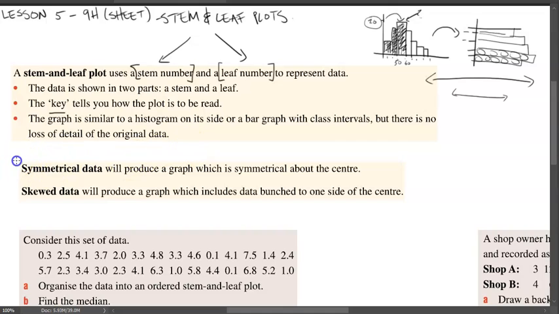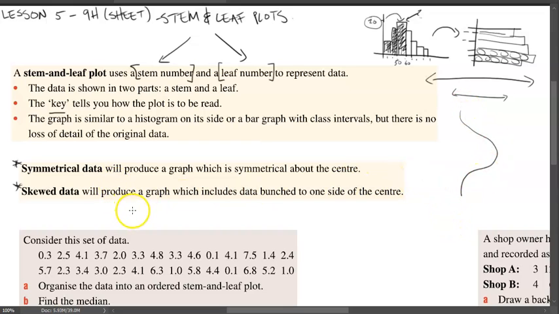So the two types of characteristics we can talk about within a stem and leaf plot, and we can also talk about this in histograms, is symmetrical data and skewed data. So symmetrical data will produce a graph which is symmetrical about the center, or in other words, it is even when we are to see the amount within each interval, where it slowly tapers up and it grows and it reaches a peak and then it goes back down again, kind of like a curved bell.